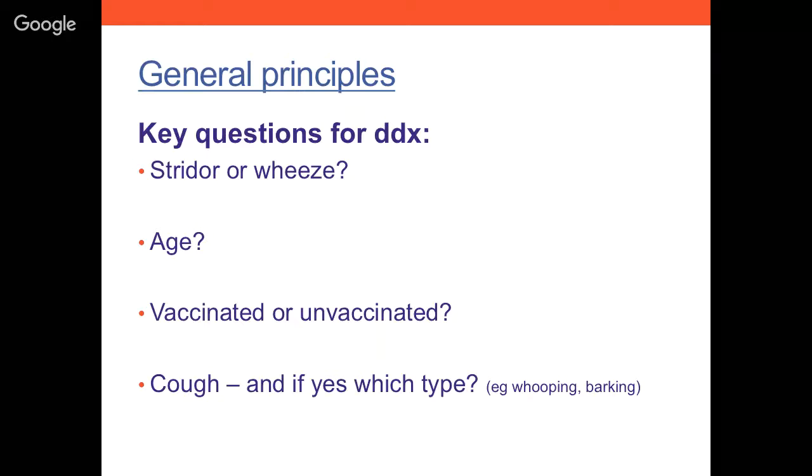And if they're coughing, you want to find out what type. So it could be a whooping cough, or it could be a barking cough, which is croup. Cool.